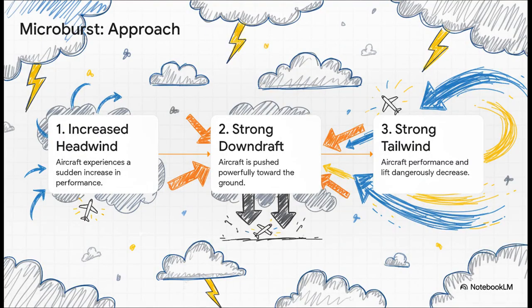Let's paint a picture. Imagine you're on final approach. First, you fly into the outflow from the microburst, which gives you a sudden headwind and a nice performance boost. Your plane feels great, but that's the trap, because next you fly right into the core, a powerful downdraft that shoves you towards the ground. And just as you're fighting that, you pop out the other side into a massive tailwind, which instantly kills your airspeed and your lift, right when you need them the most.